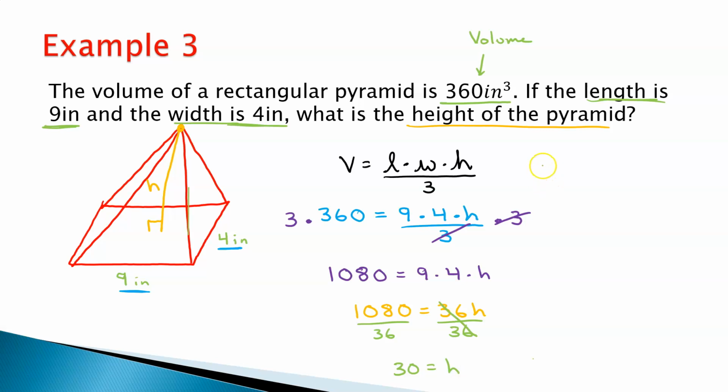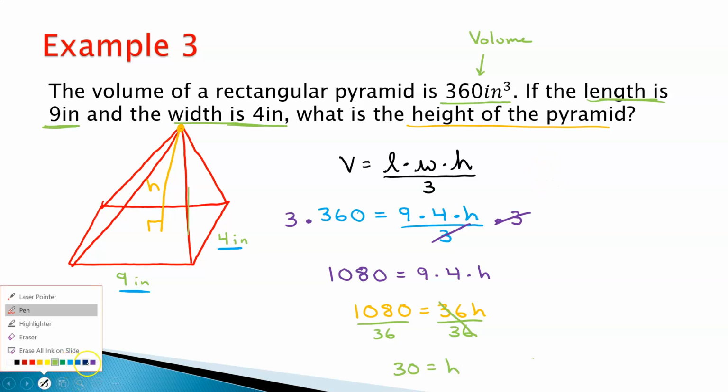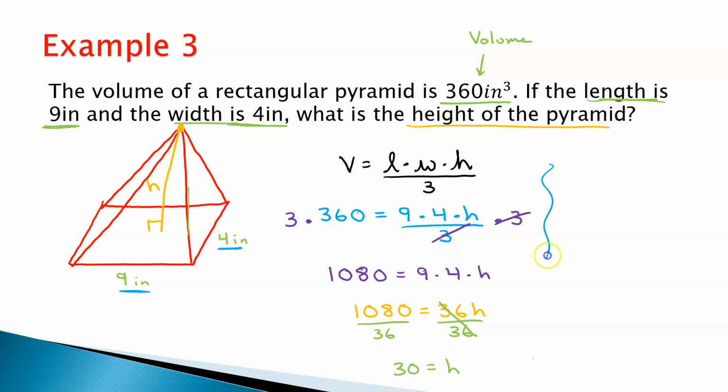So what is the height of this pyramid? Let's write one final little sentence here. We can say the height of the pyramid is 30. 30 what though? It's just inches, not cubic inches. We're not talking about volume, we're talking about a height. This height right here from the very top to the bottom is 30 inches. This is a pretty tiny pyramid, right? Not an actual life-scale Egyptian pyramid.